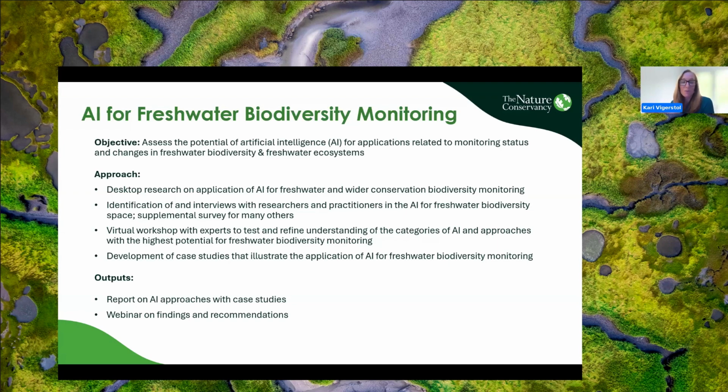We also identified experts that were working here through that desktop research and through personal connections, conducted interviews with these researchers and practitioners, and sent out a survey for many others beyond the interviews. We hosted a workshop with experts to test and refine our understanding of the categories of artificial intelligence and the approaches with the highest potential for biodiversity monitoring. And then we developed a set of case studies that illustrated the application of AI for freshwater biodiversity monitoring, based on papers and work that were already out there. That is all captured in a report and a webinar that will be shared later this month.